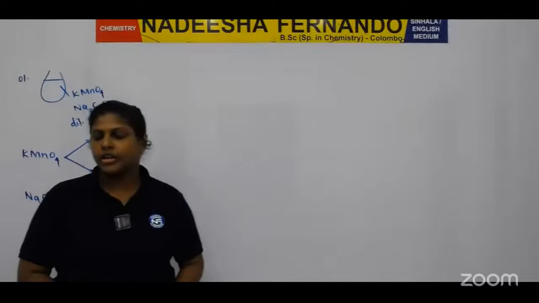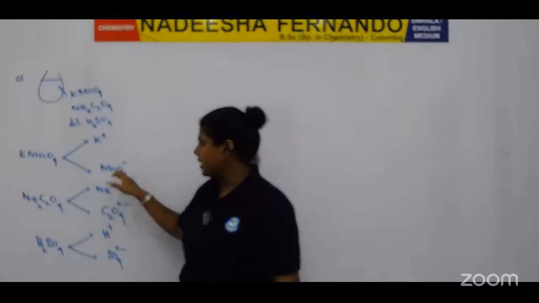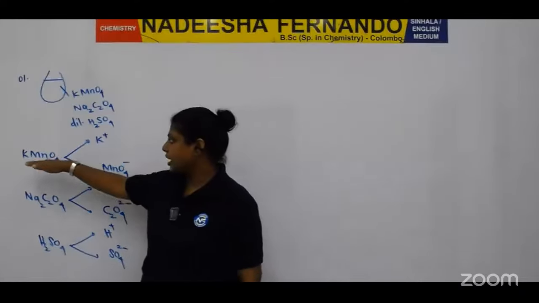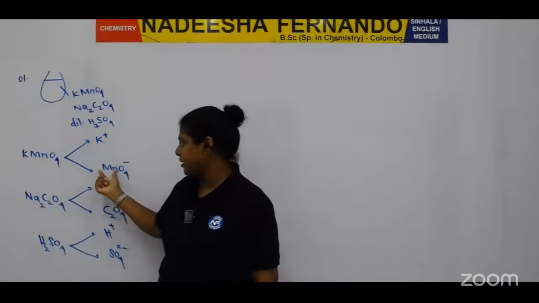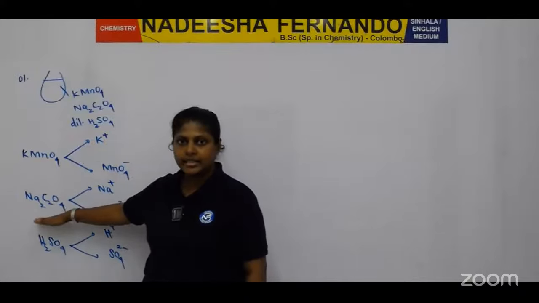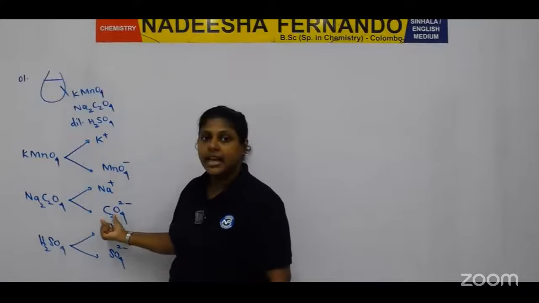So look at the board again. KMnO4 is formed by K plus and MnO4 minus. So KMnO4 is a compound. It separates into its cation and anion. Sodium oxalate is a compound. It also separates into its cations and its anion.